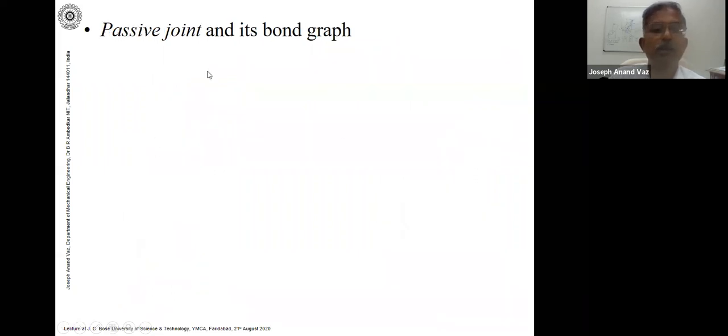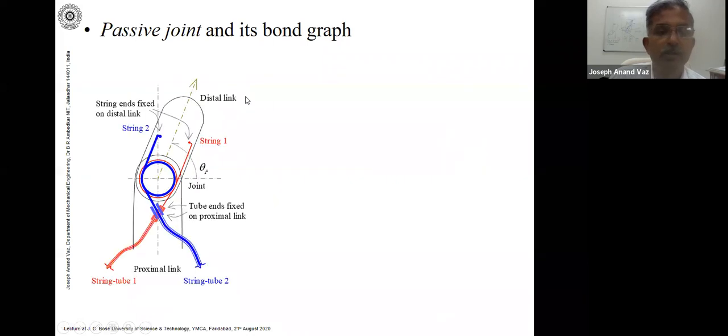Now, as far as a passive joint is concerned, here the motion is coming from this string tube only. You can see that the tubes are terminated on the proximal link and the strings are terminated on the distal link. So the sense of the windings is opposite for the red and the blue strings.